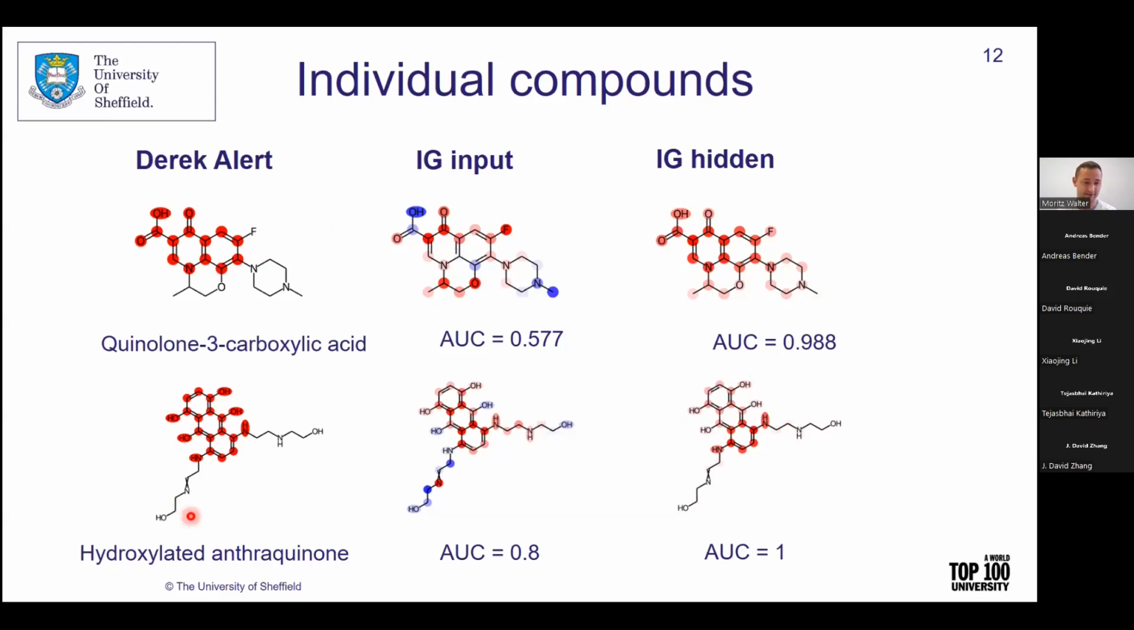And similar here with this hydroxylated anthraquinone. With IG hidden, we get a more accurate explanation that highlights the whole core here, which was not the case with IG input.